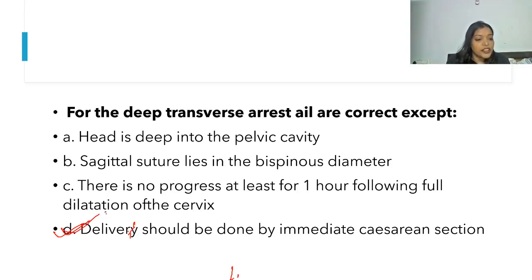Yes, Arjun. So there is a possibility of instrumental delivery when you have a favorable pelvis. So that's the reason why in deep transverse arrest you will not go for immediate cesarean section in every case. Answer D is wrong. And they were asking you what is wrong, right? So we'll end the session for today.